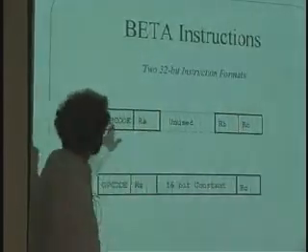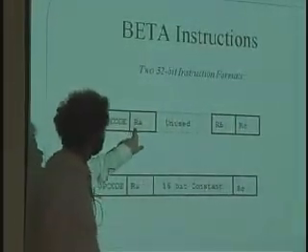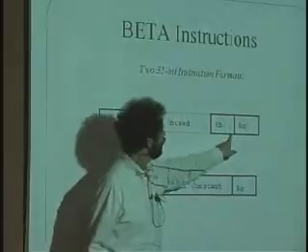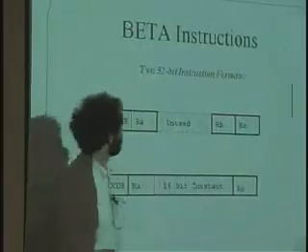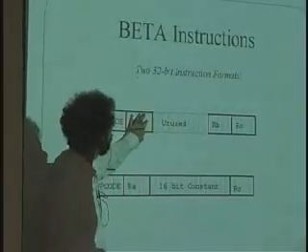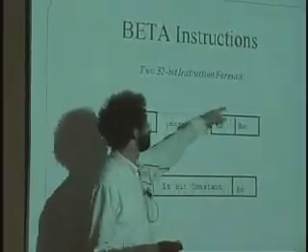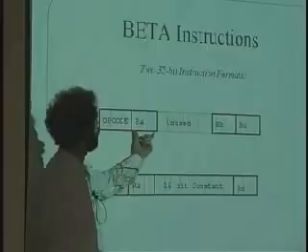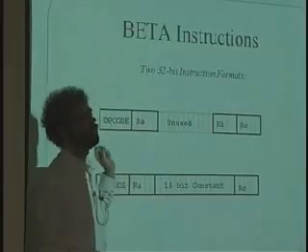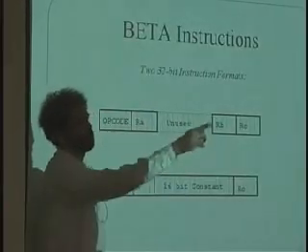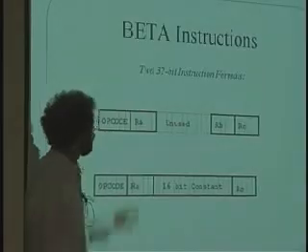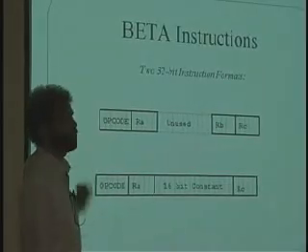So if this is plus, and this is a 0, and this is a 1, and this is a 2, this will say take register 0 and register 1, add them together, and put the result into register 2. Each of these is 5 bits wide, so it can specify one of 32 registers in our register file. That's one type of instruction that we're going to have.